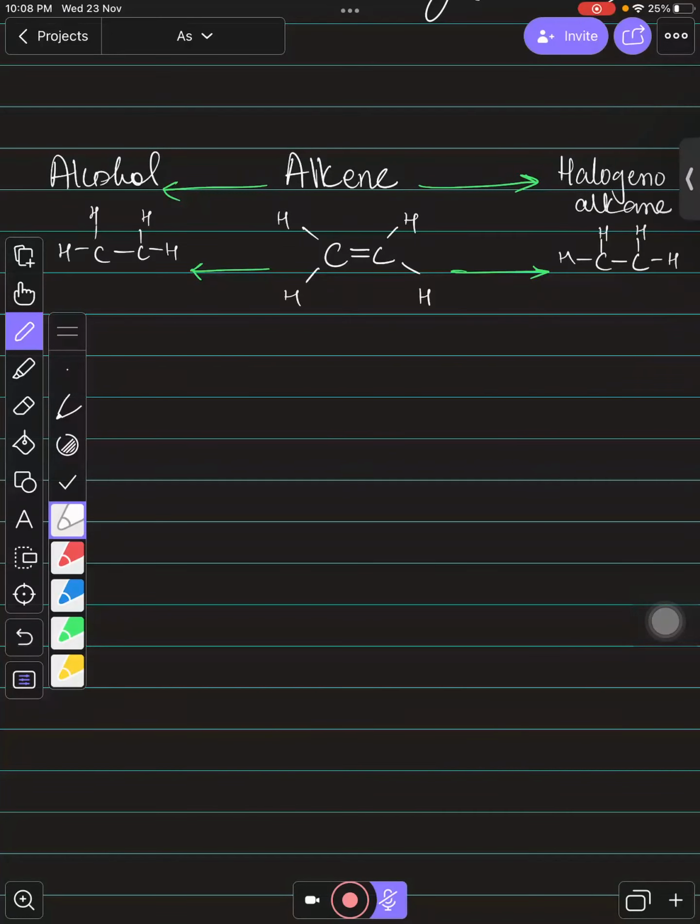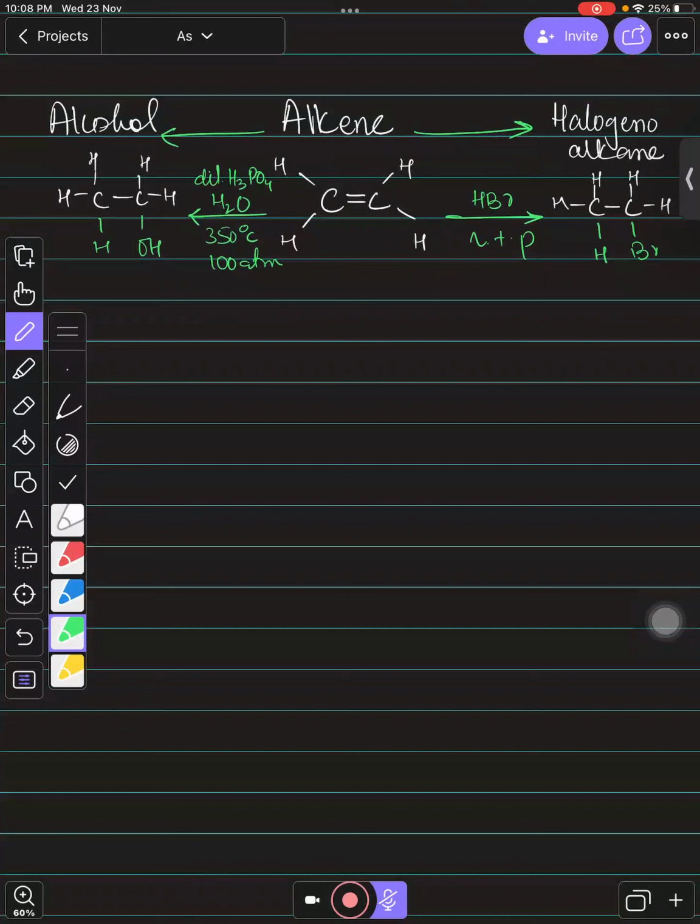If I react it with HBr or HCl at room temperature and pressure, definitely the double bond breaks, and on one carbon there will be H, and on another carbon it will be Br. The same happens if I am reacting it with steam along with dilute phosphoric acid, a catalyst, at 350 degrees Celsius temperature and 100 atmospheric pressure. So we know that on one carbon there will be H, and on the other carbon it will be OH. This is what we were talking about in the last classes.